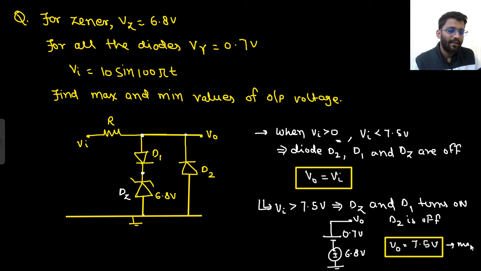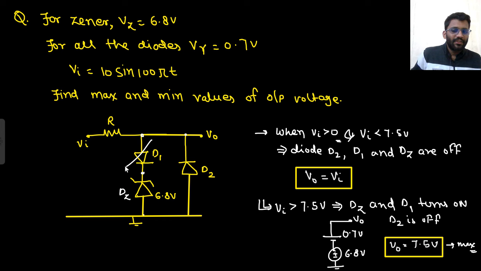We will also draw the transfer characteristics. This question we can also draw the transfer characteristics. For Vin greater than 0, we have done the analysis. That is, for Vin greater than 0 and less than 7.5, V0 is equal to Vin. And for Vin greater than 7.5, V0 is equal to 7.5. Right? And let's do the analysis for Vin less than 0.